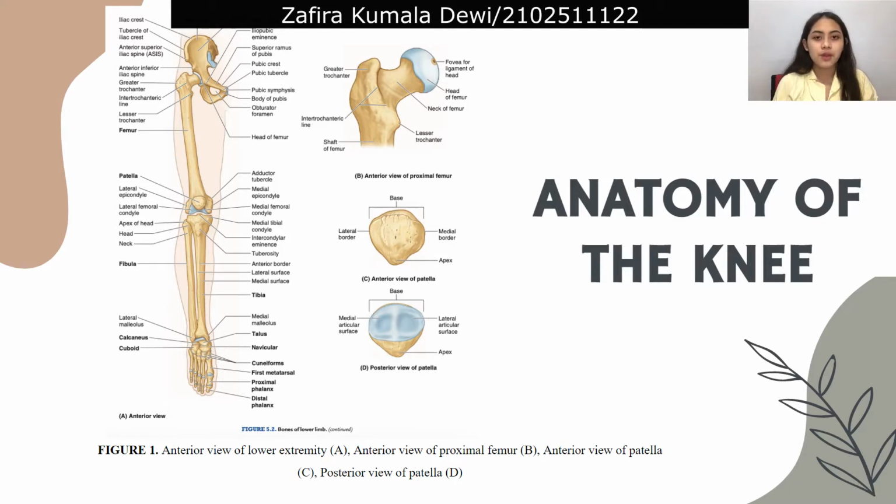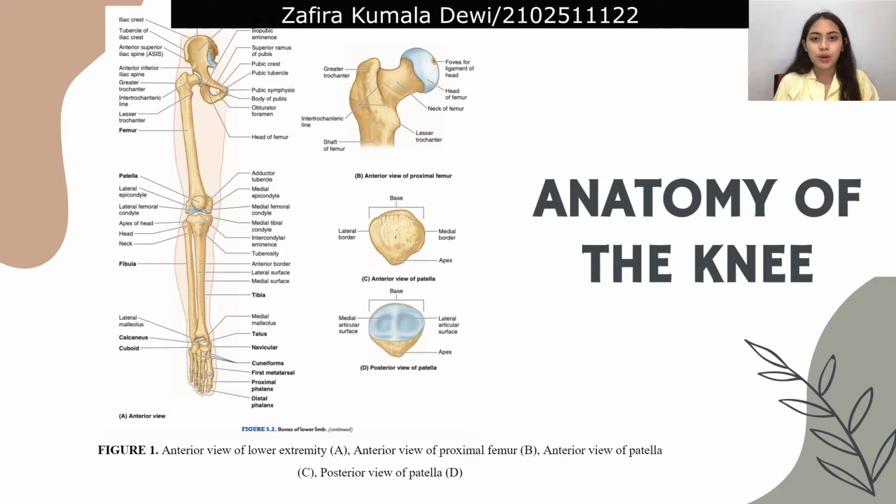The knee is part of the lower limb, specifically in the knee region. The knee itself consists of four main components: bones, tendons, ligaments, and cartilage. The osseous part of the knee, or bones in the knee region, is divided into three bones: femur, patella, and tibia.